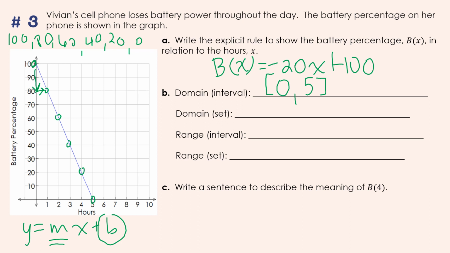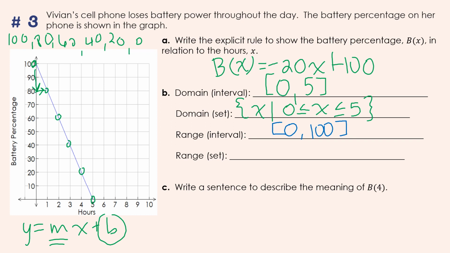In set notation, we're going to use our braces, x, such that, and because it's between two numbers, we're going to use an inequality. 0 is less than or equal to x, which is less than or equal to 5. For the range, we are looking at the battery percentage. Does it go down forever? No, it doesn't have negative battery percentage. It stops when it's at 0%. Does it go up forever? No, it stops when it's at 100%. Your battery percentage can be anywhere from 0 to 100.